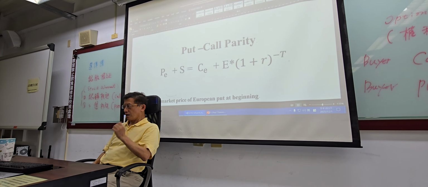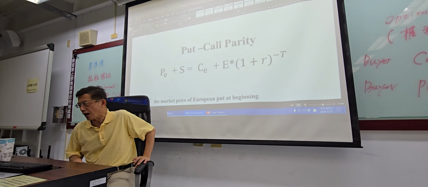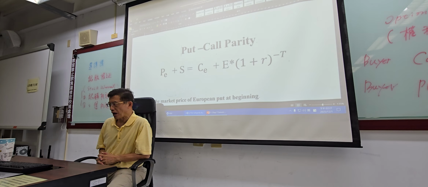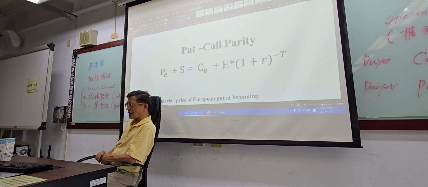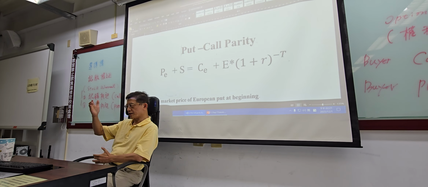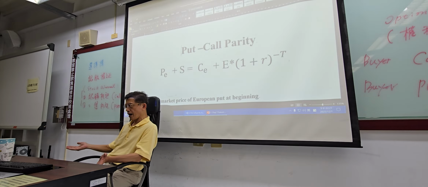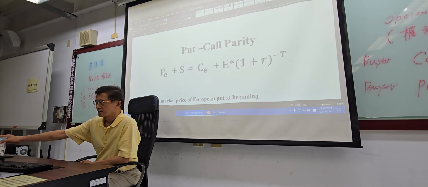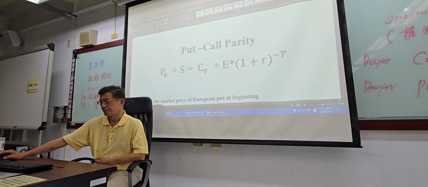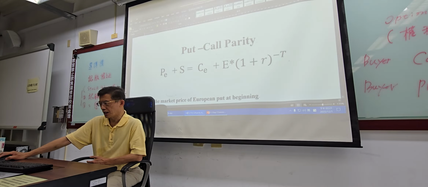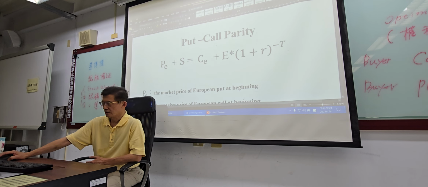Okay, well, so let's come to our discussion about our 5-star arbitrage transaction for this semester, which is the put-call parity relationships application. What is the put-call parity? Actually, it is an equality formula that the left side of the equality is P sub E plus S. What is the P sub E? P sub E is the market price of a European put at the beginning.